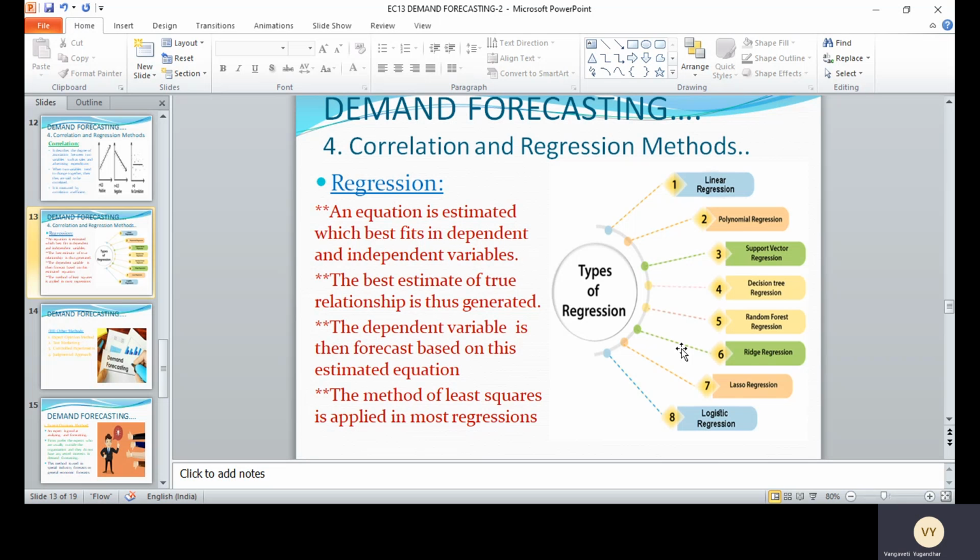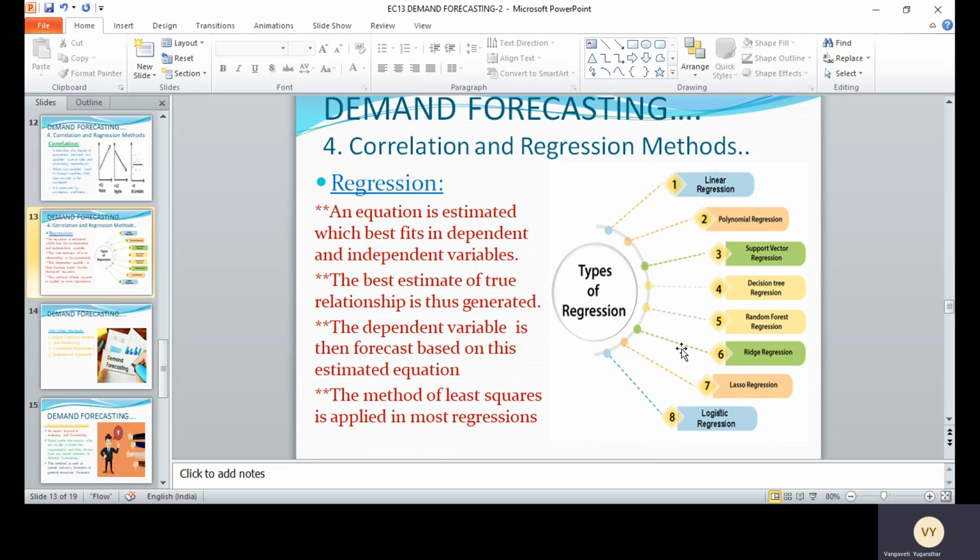The best estimate of the true relationship is generated. So the relationship between these two is generated. Next, the dependent variable is then forecast based on this estimated equation. Like we discussed about the method of least squares, no? So like that, here we can see one dependent variable and one independent variable. The method of least squares is applied in most regressions.